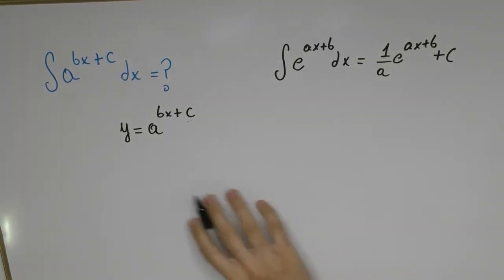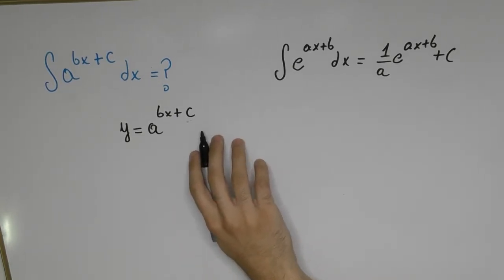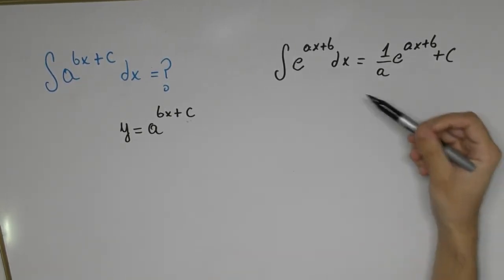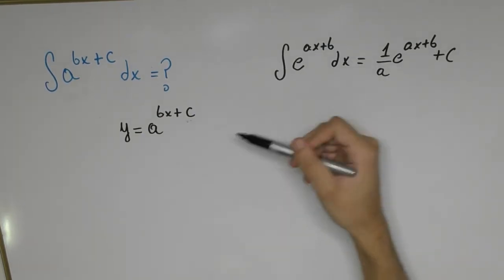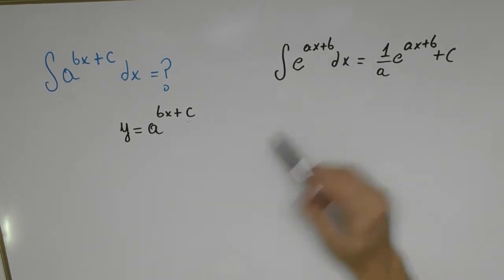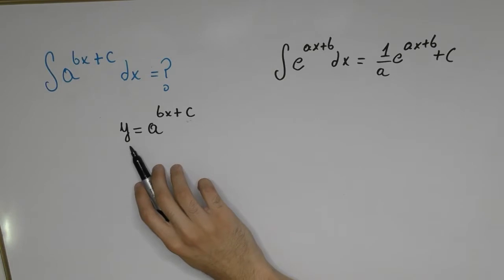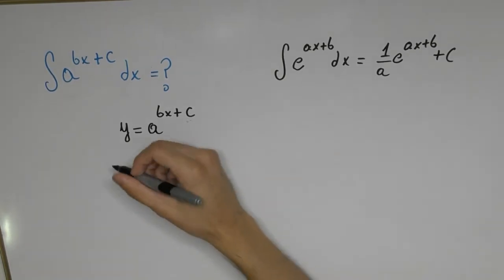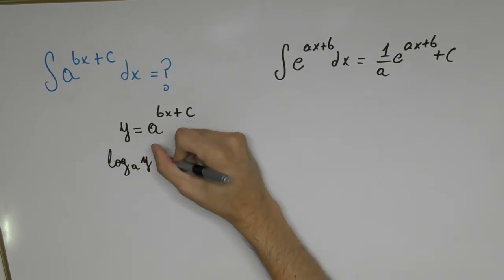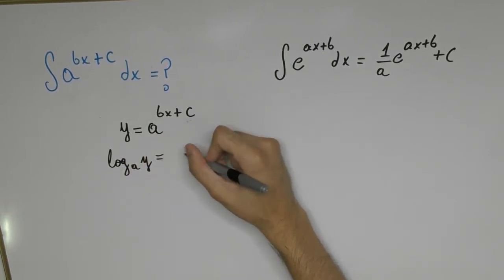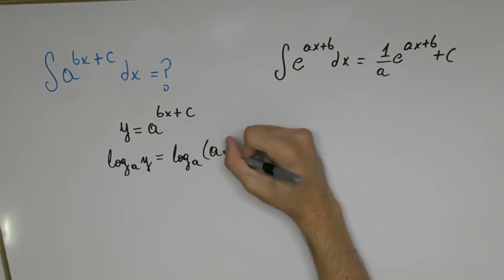Alright, so basically what we have here is a simple function a to the power of bx plus c, and we would like to somehow convert this into base e, because we already know how to integrate that. So it would be marvelous if we could just simply do that transition between those two. Now one thing we can do is apply a log base a of both sides. So log base a of y is now equal to log base a of this whole expression.